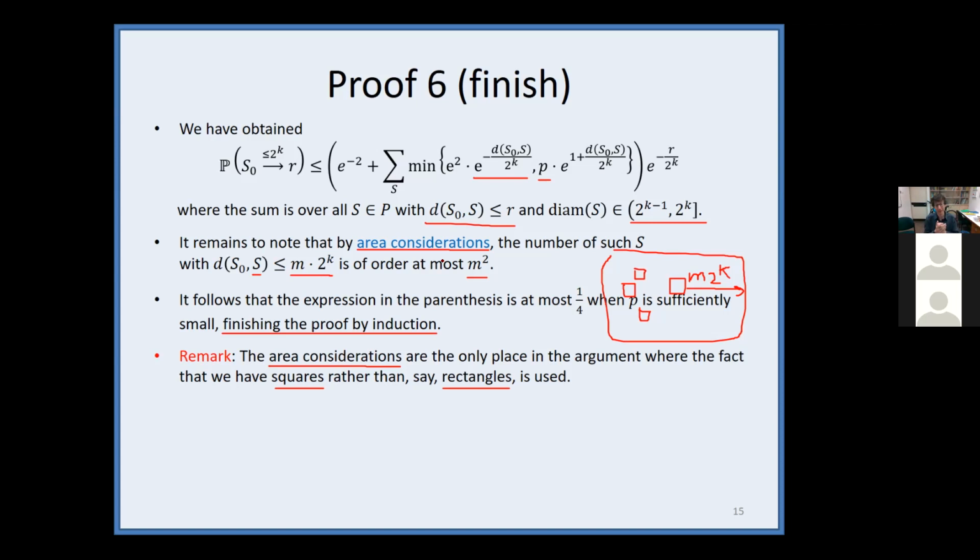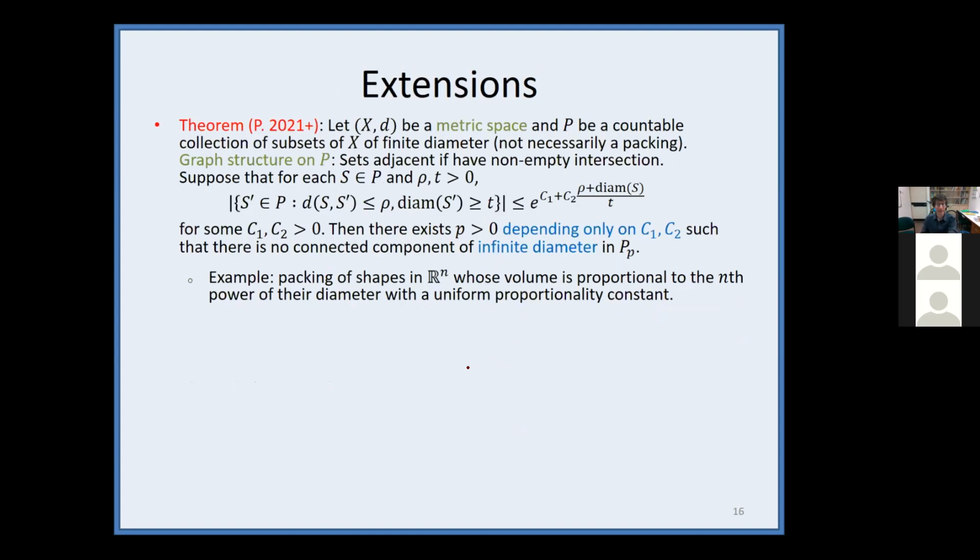But this information is, I don't know how to work with it, how to obtain it. But this was the reason we did the circle packing. Okay, in the remaining time, let me present some extensions and many, many additional questions and conjectures.